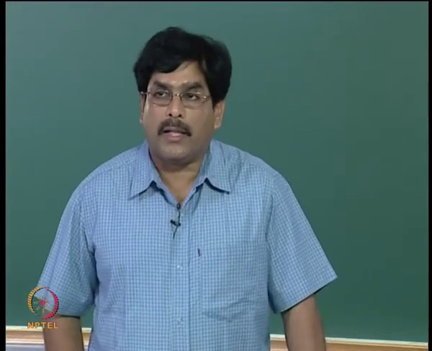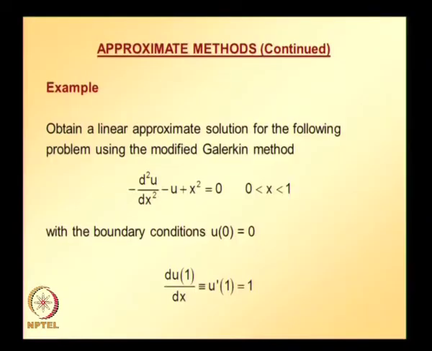If you apply the rule that we already noted, it turns out the first boundary condition, that is u evaluated at x equal to 0 is 0, and the derivative of u evaluated at x equal to 1 is 1. So, the first boundary condition turns out to be essential, and the second boundary condition turns out to be a natural boundary condition.